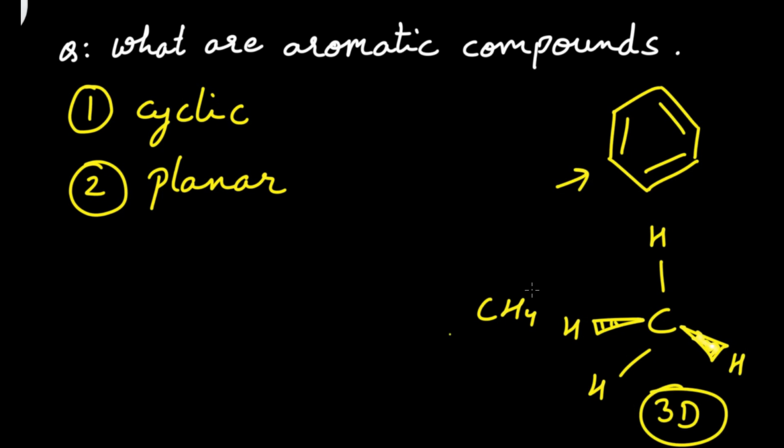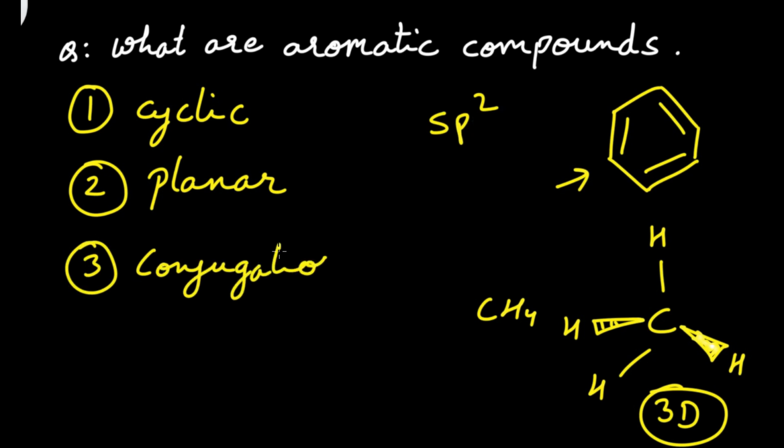How can you tell that? All the carbons are sp2 hybridized. The hybridization is sp2, and the geometry that it will form is trigonal planar. So trigonal planar simply leads to planar geometry, right? Third condition is conjugation. Is benzene conjugated? Yes, it is conjugated.